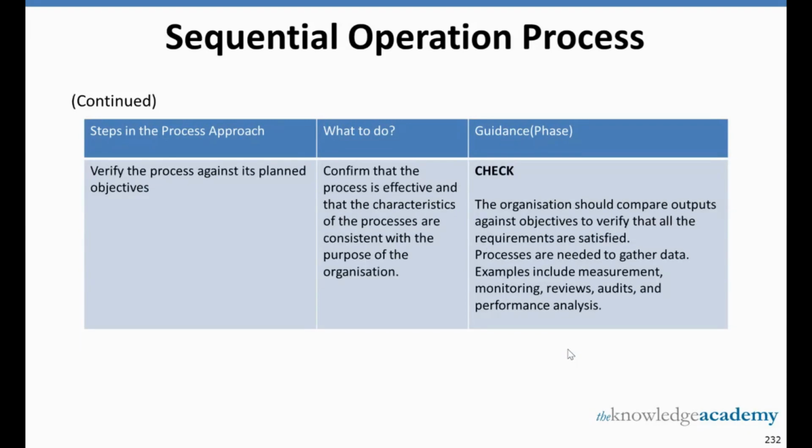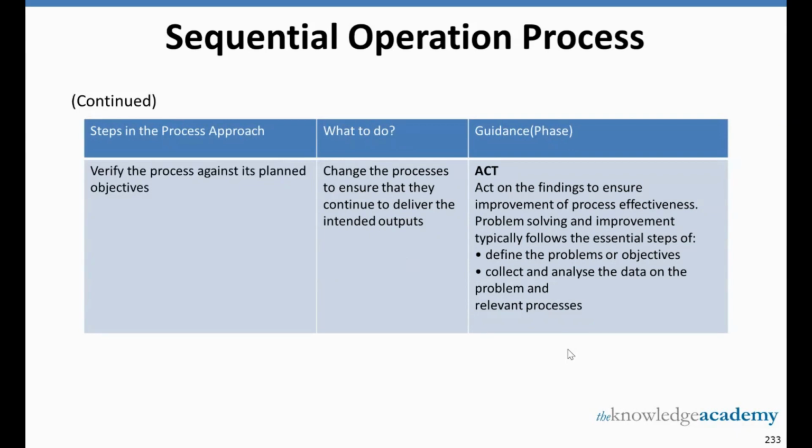Then verify the process against its planned objectives. Confirm that the process is effective and the characteristics of the process are consistent with the purpose of the organization. This is a part of check in the PDCA cycle. So the organization should compare outputs against objectives to verify that all the requirements are satisfied. Processes are needed to gather data. Examples include measurement, monitoring, reviews, audits, and performance analysis.